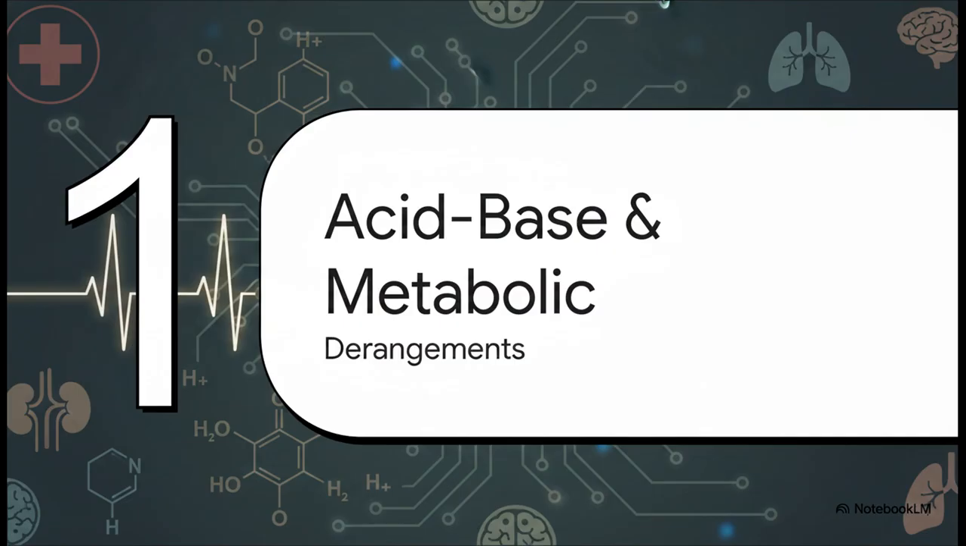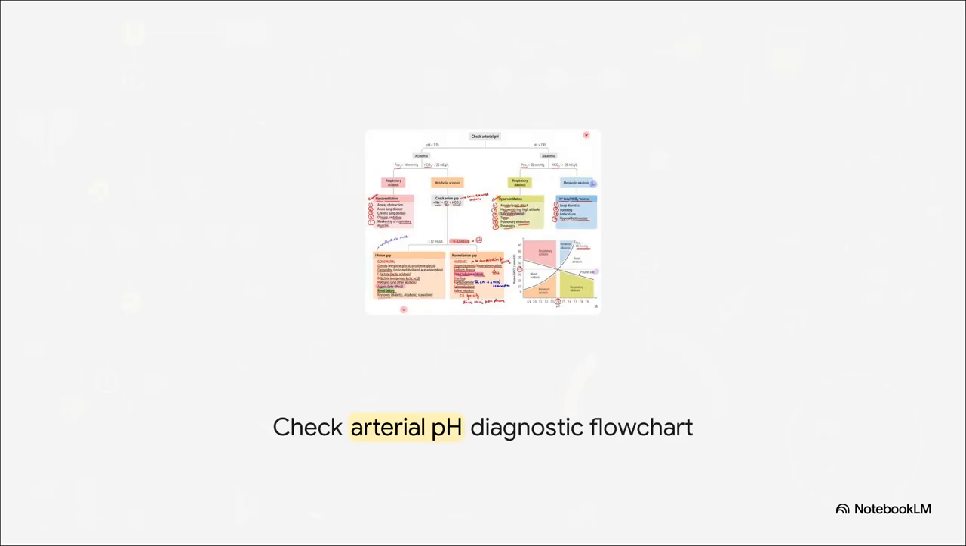Our first stop is the ER. We're dealing with some complex metabolic abnormalities here, and honestly, having a solid visual framework for this is going to save you precious minutes on the clock. Just look at how elegantly this branches out acidemia and alkalemia based on PCO2 and bicarb levels. You start right at the top, right?